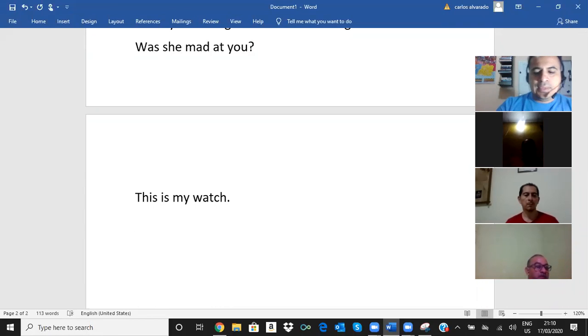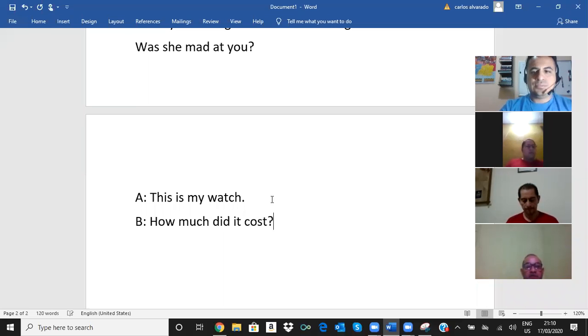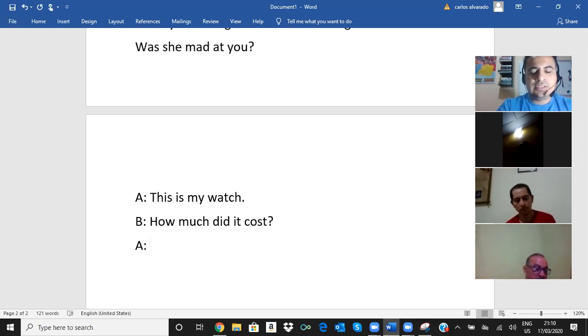So, person A is going to say this is my watch. Person B is going to say, how much did it cost? You're going to use numbers, but with money. Si no se acuerdan, invéntese algo. I think it cost $50. $50. Okay? We're going to use numbers.